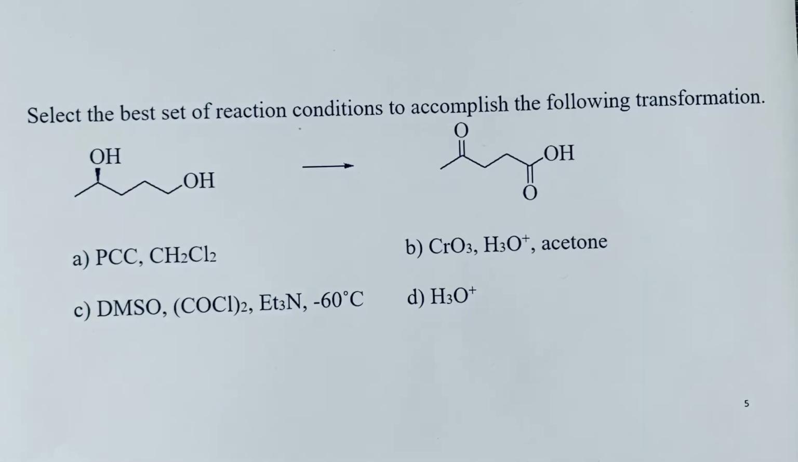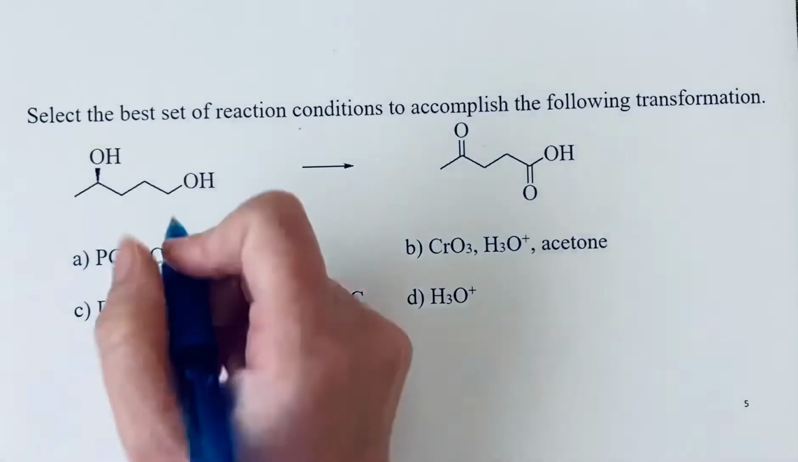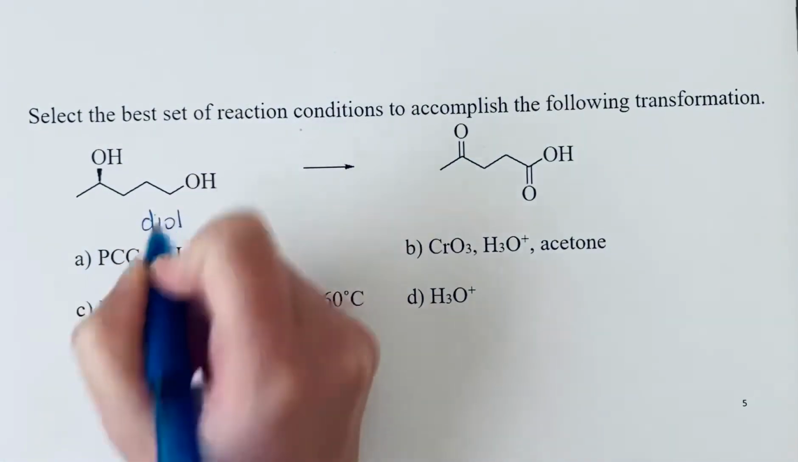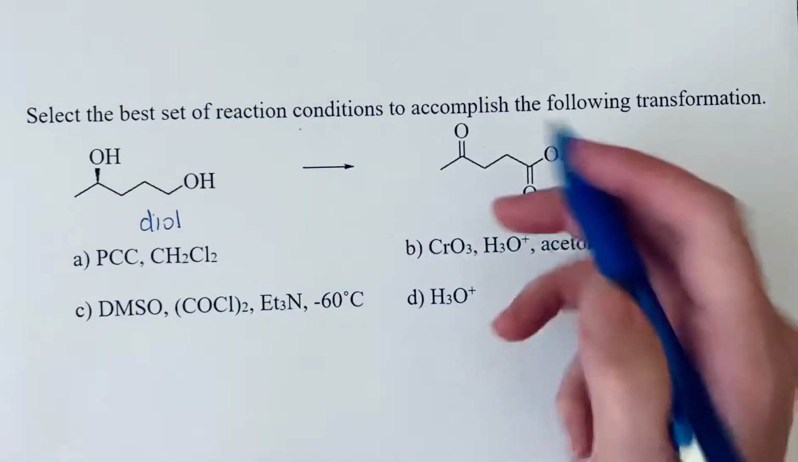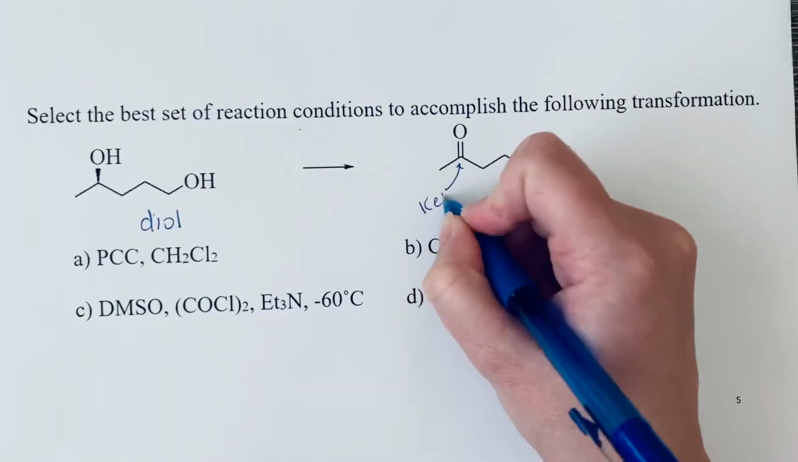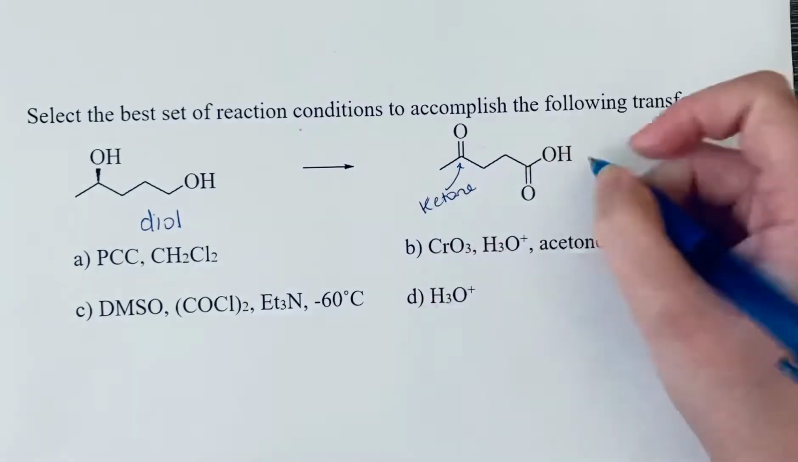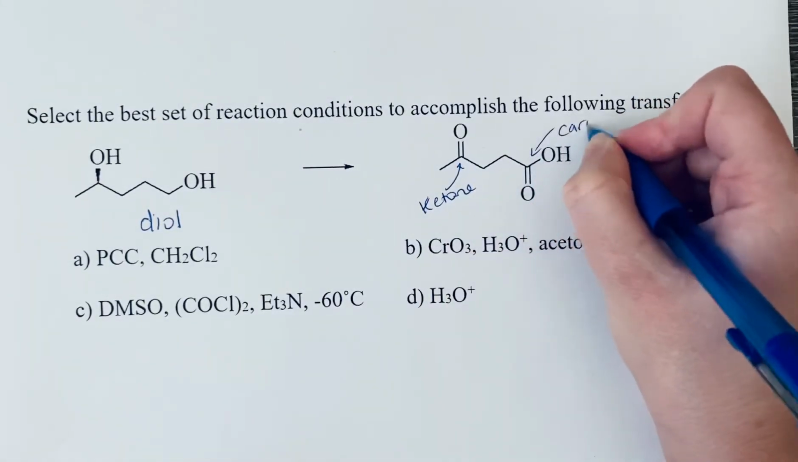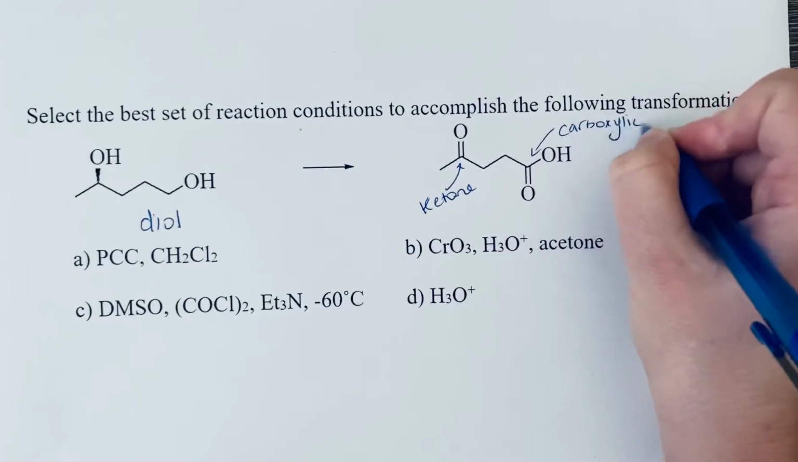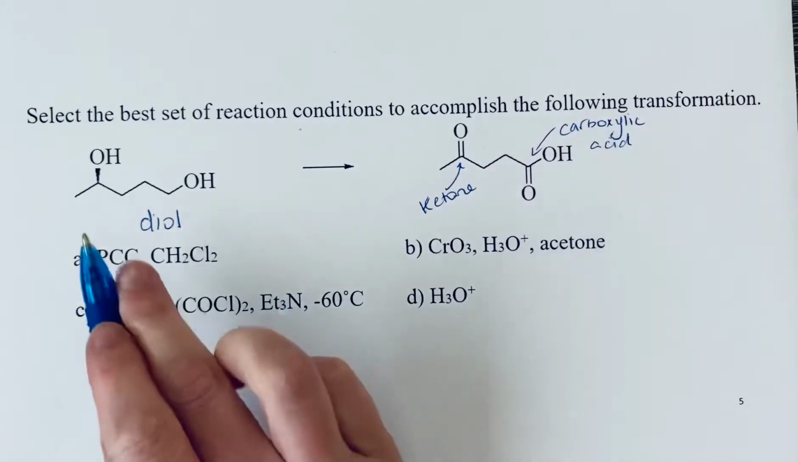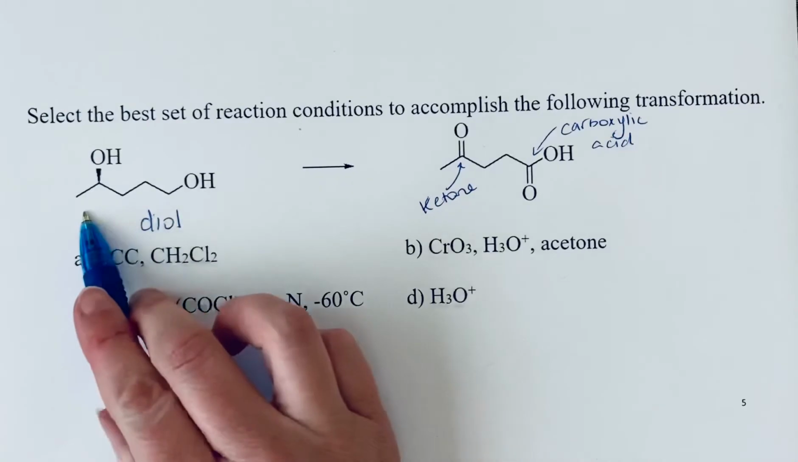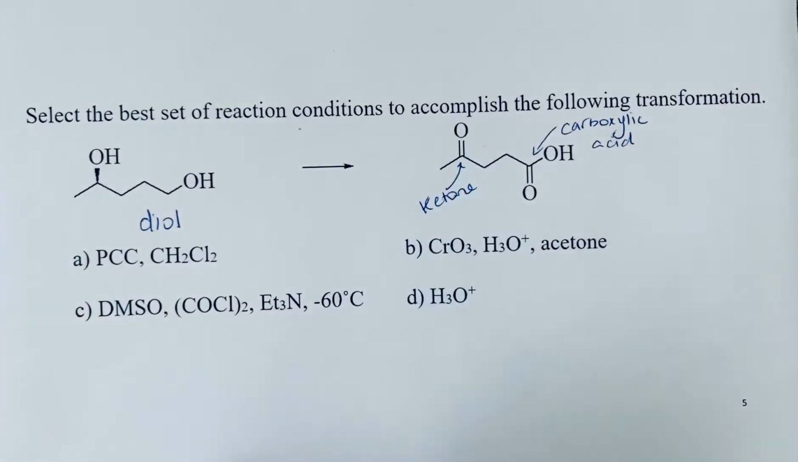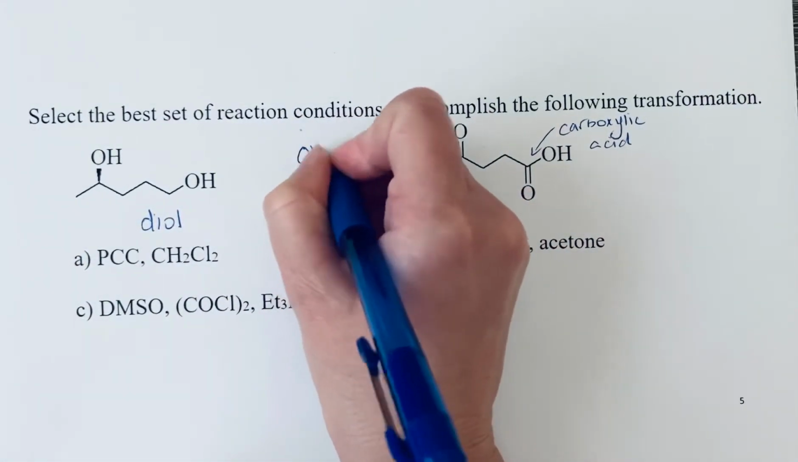Select the best set of reaction conditions to accomplish the following transformation. So we want to identify what type of reaction this is. We can see that we are starting with a diol and that we are forming a molecule that has a ketone and a carboxylic acid. So we are oxidizing the two alcohols from the diol to these two carbonyl compounds. So this is an oxidation.